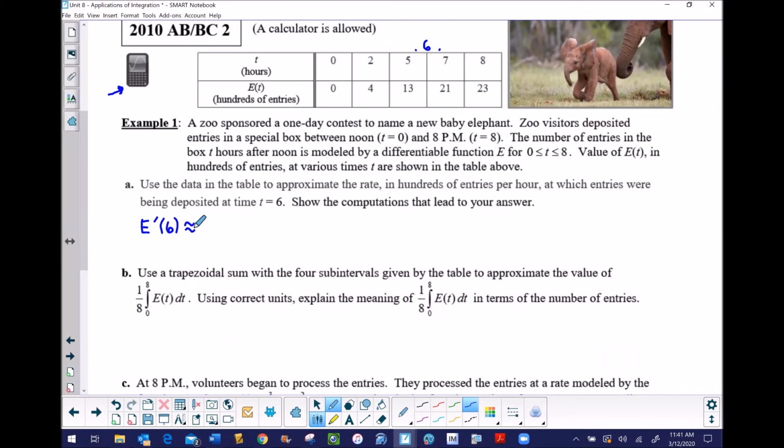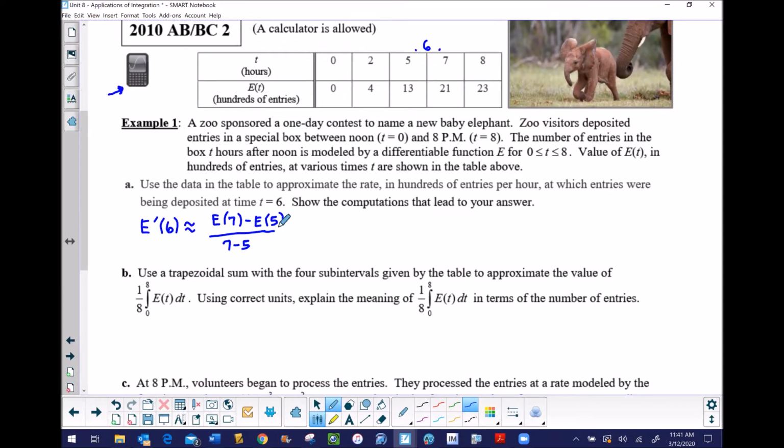It makes you look good on paper. All right, so in this particular case, we're going to take whatever E of 7 is and subtract E of 5, and we will divide that by 7 minus 5. And on the AP exam, you would have received a point for writing that down.